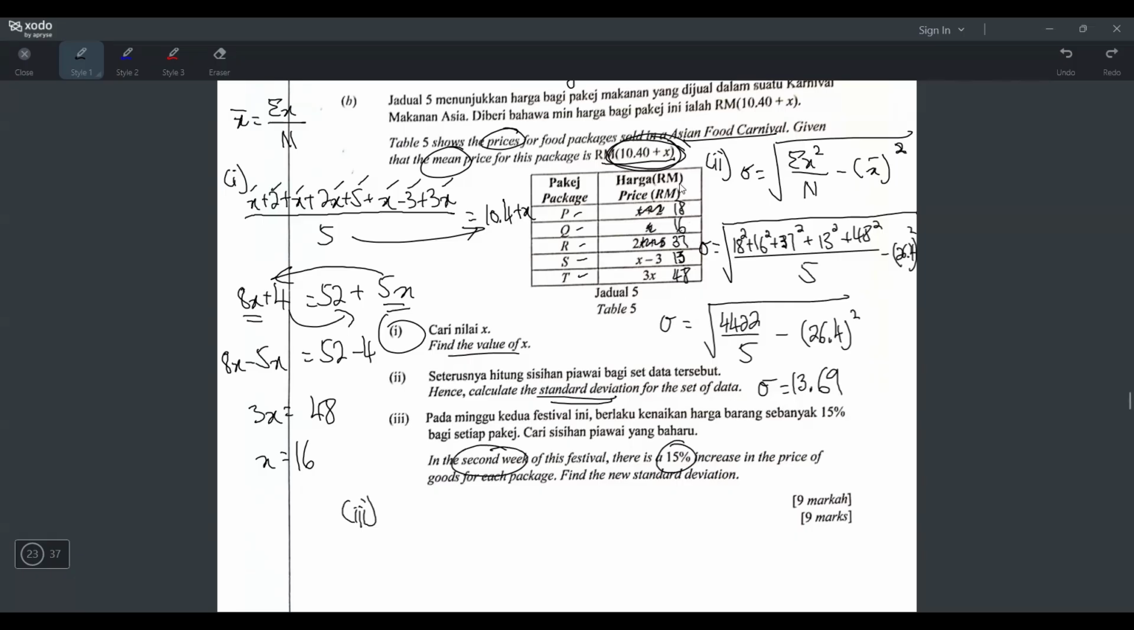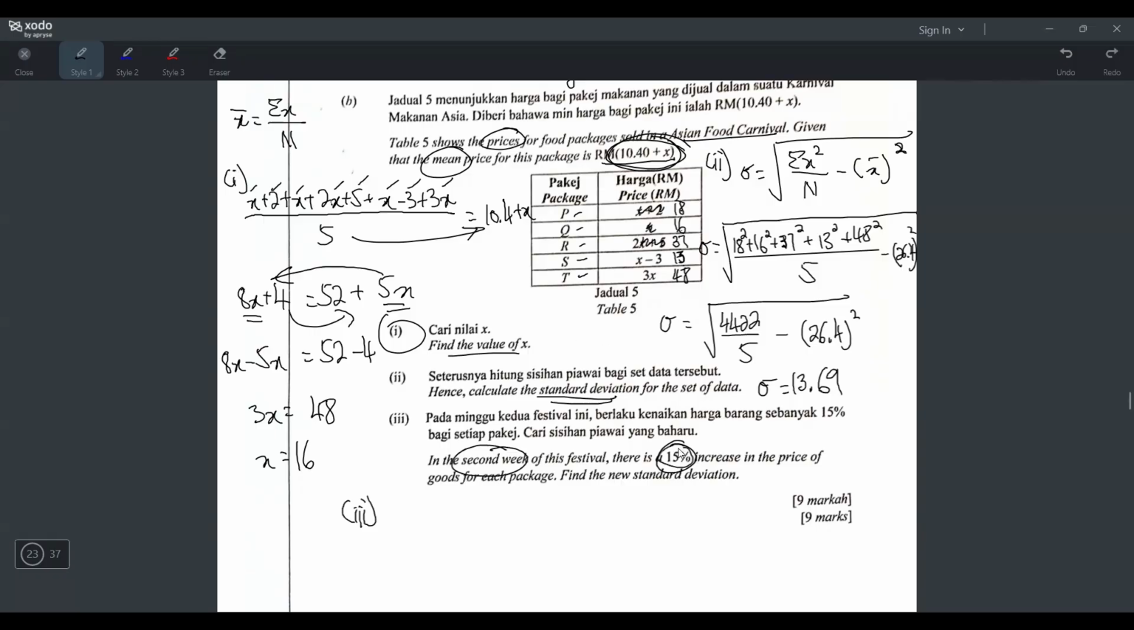But what if it's times divide? If it's times divide, then the standard deviation will change, right? For example, if every value times 2, then your standard deviation also needs to times 2. Because when you times, the standard deviation will get affected. Divide also same, right? But this question is different.